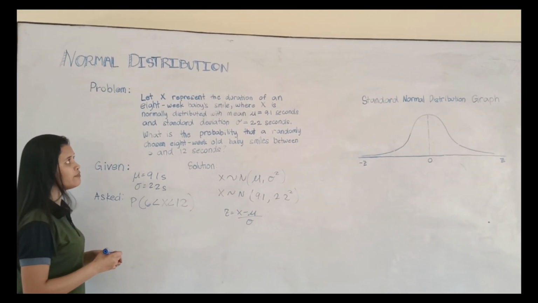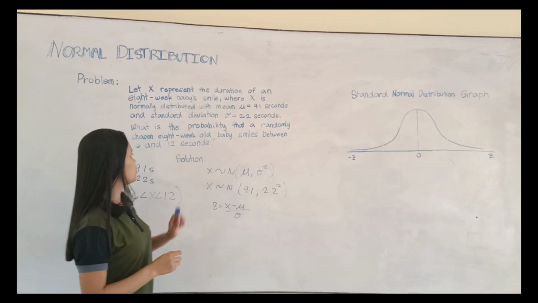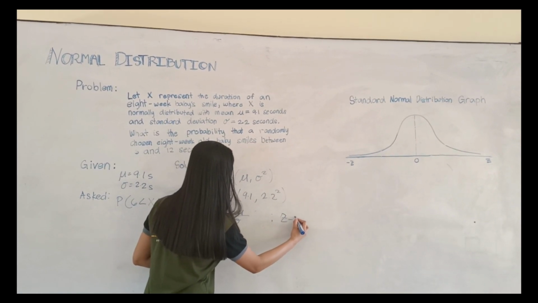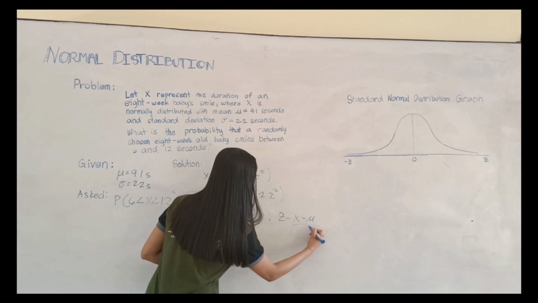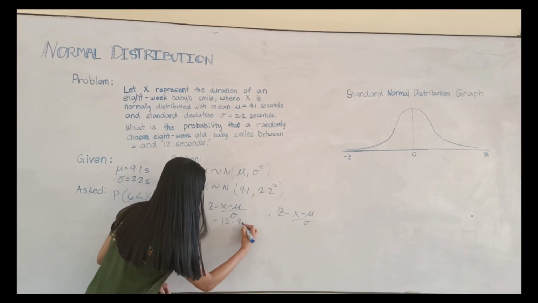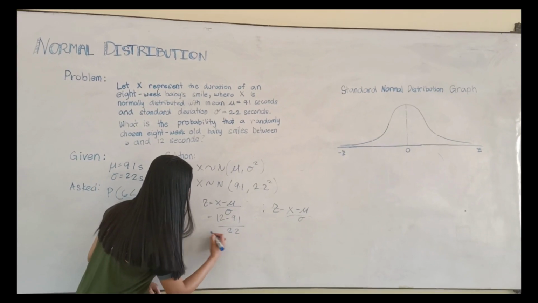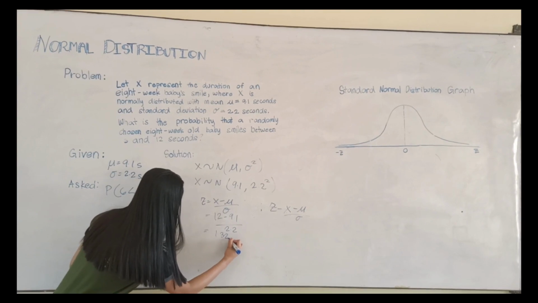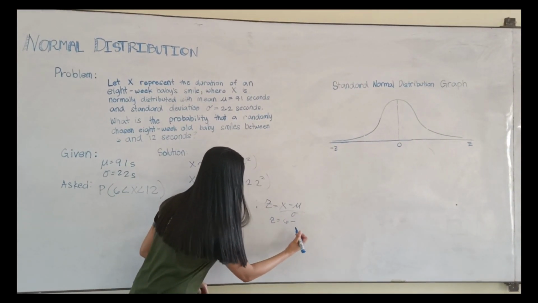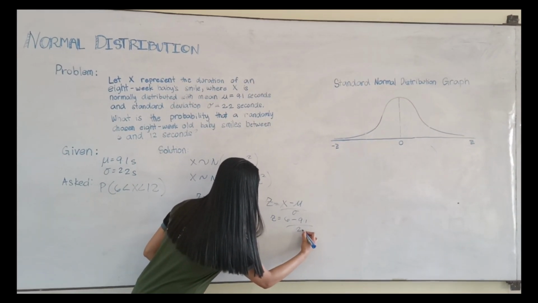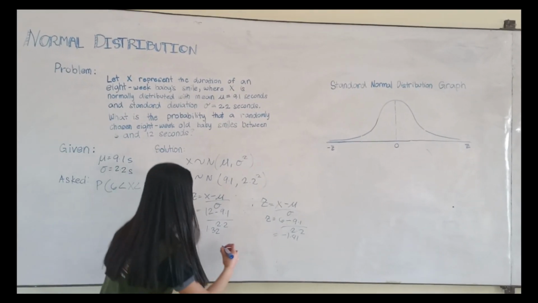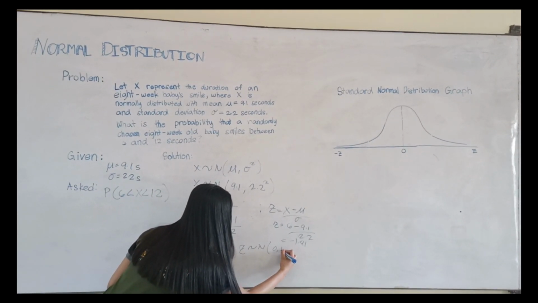As stated in the problem, we have two values of x, since it's stated between 6 and 12. So obviously we get two z-scores. z is equal to x minus mean over standard deviation. On this side, if we let x be 12, then 12 minus the mean, 9.1, over the standard deviation, 2.2, gives a z-score of 1.32. On the other side, if x is 6, then 6 minus the mean, 9.1, over the standard deviation of 2.2, gives a z-score of negative 1.41. So therefore, our standard normal distribution is z normally distributed with 0 and 1.